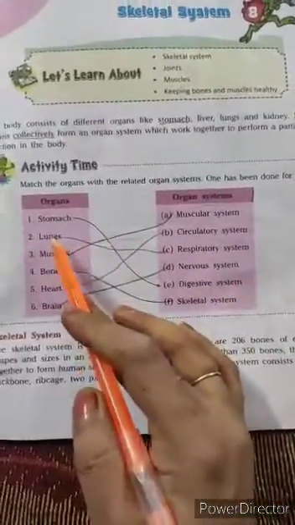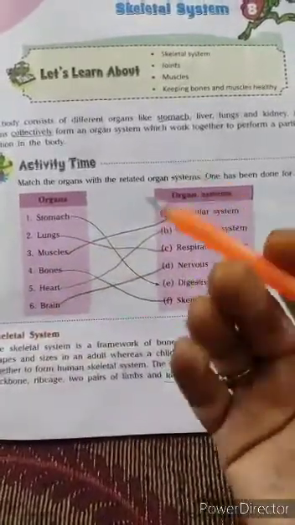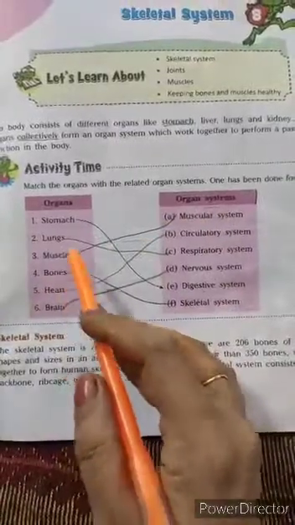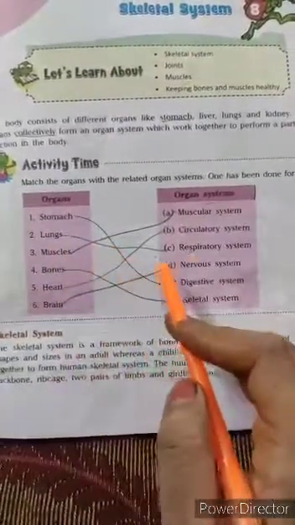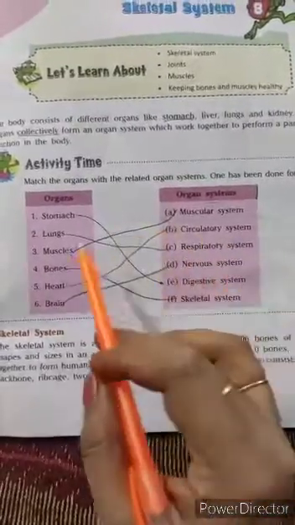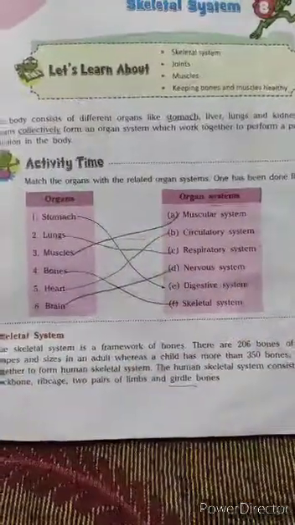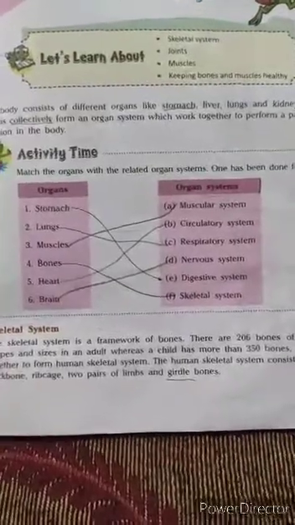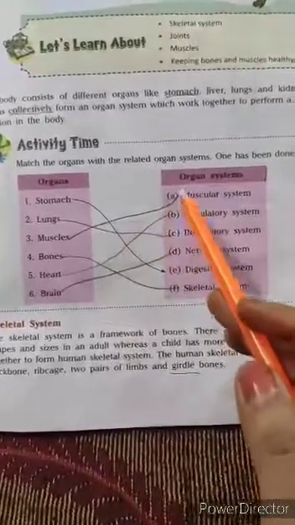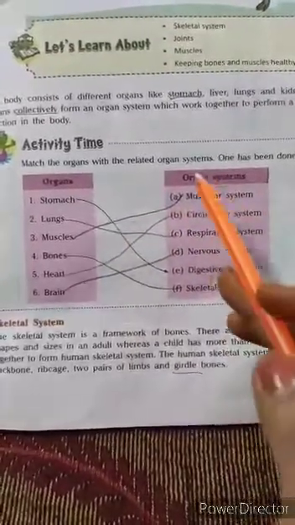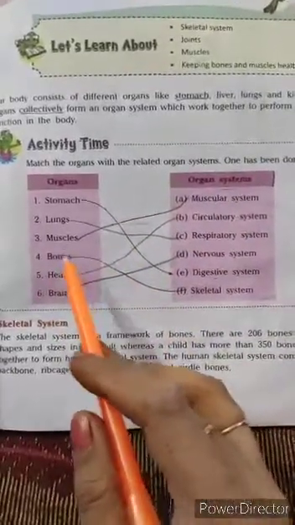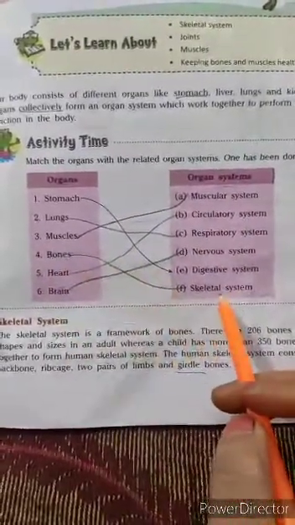Then come the lungs. Lungs are related to inhaling and exhaling of air. We breathe with the help of lungs. So lungs will come under which system? Respiratory system. Then come muscles. Muscles work under the muscular system. It means all the muscles of the body come under the muscular system. They work in coordination with each other. Now bones. Bones come under the skeletal system.